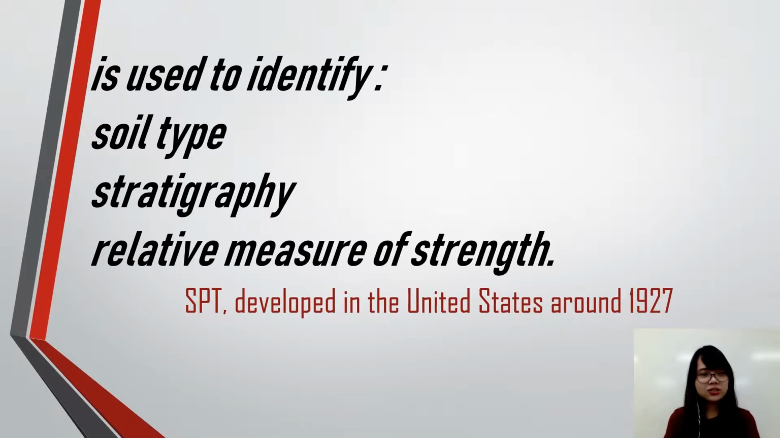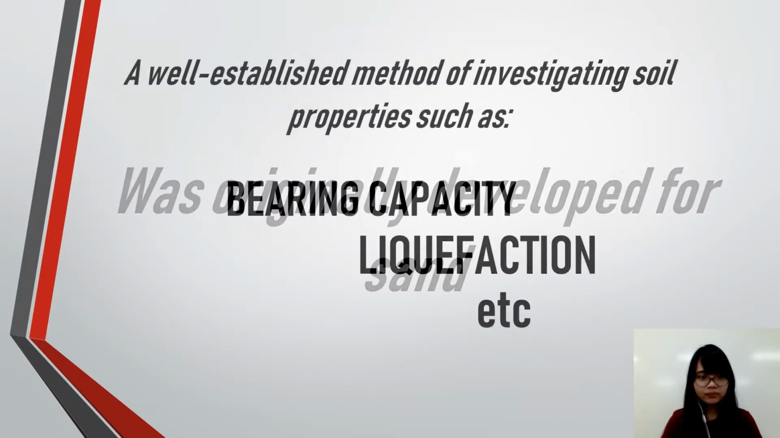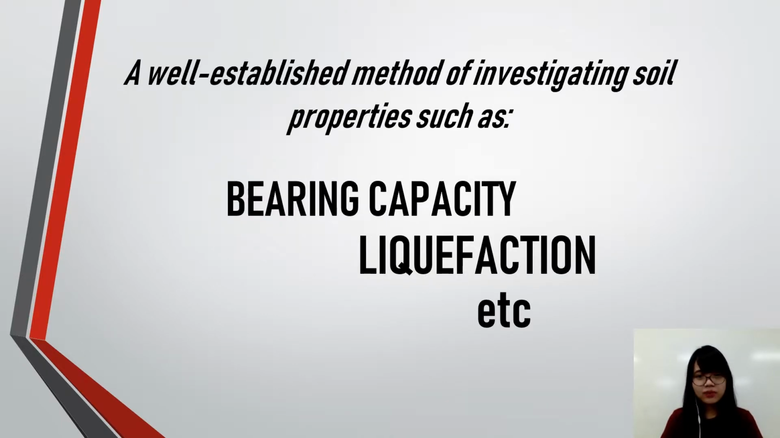Now, the standard penetration test is used to identify three things. First is the soil type, second is the stratigraphy, and third is a relative measure of strength. The SPT was developed in the United States around 1927. The SPT was originally developed for sand, but nowadays it can be used for all types of soil at a given depth. It is a well-established method of investigating soil properties such as bearing capacity and liquefaction.